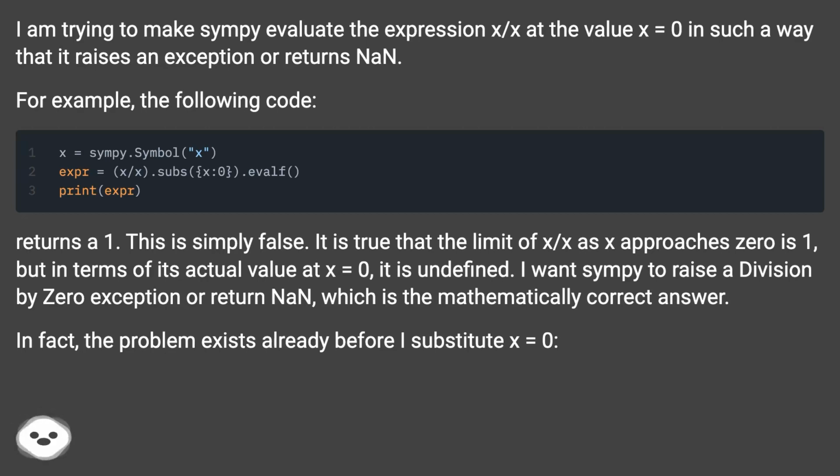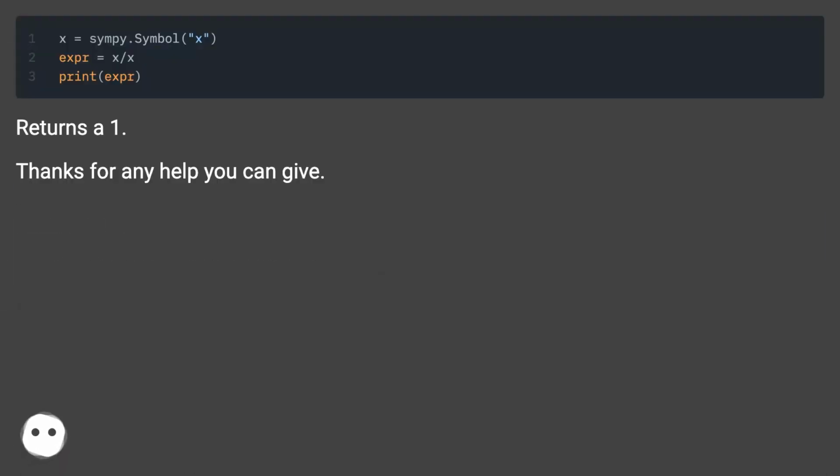It is true that the limit of x/x as x approaches 0 is 1, but in terms of its actual value at x equals 0, it is undefined. I want Sympy to raise a division by 0 exception or return nan, which is the mathematically correct answer. In fact, the problem exists already before I substitute x equals 0. This returns a 1. Thanks for any help you can give.